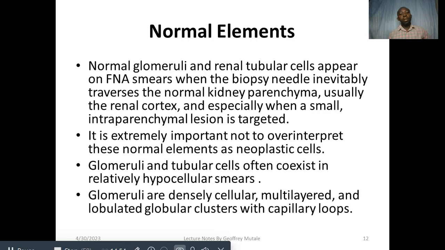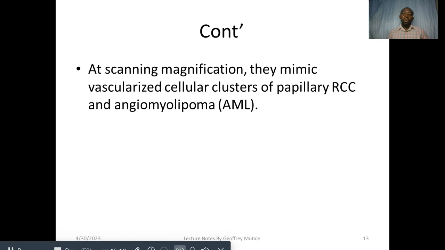So glomeruli and tubular cells often coexist in relatively hypocellular smears, and the glomeruli are densely cellular, multilayered and lobulated globular clusters with capillary loops. We shall look at some. So at scanning magnification, they mimic vascularized cellular clusters of papillary renal cell carcinoma and angiomyolipoma.